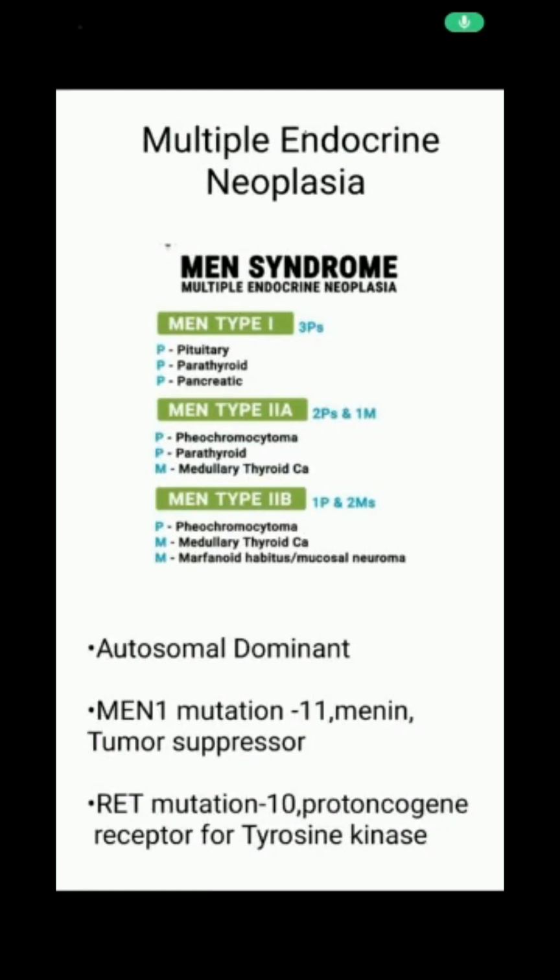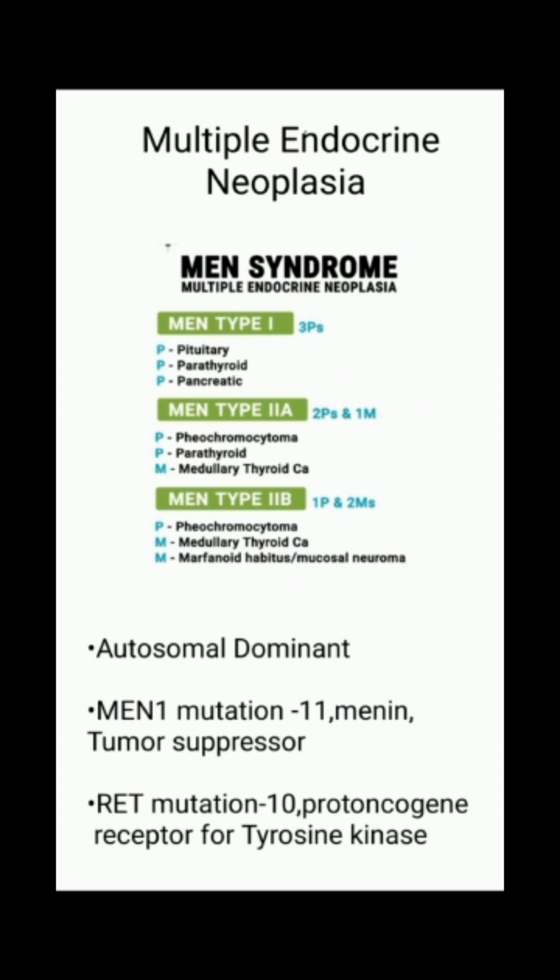Assalamu alaikum. So, in this video, we are going to discuss a very important topic of the endocrine system, which is multiple endocrine neoplasias. Multiple endocrine neoplasias are commonly known as MEN syndrome, and they are inherited diseases, and basically, they are the tumors of the endocrine glands.